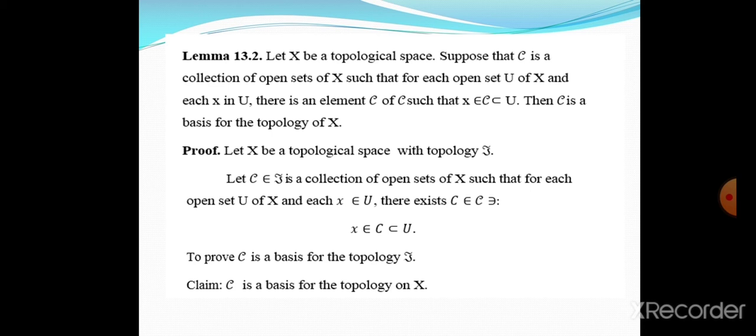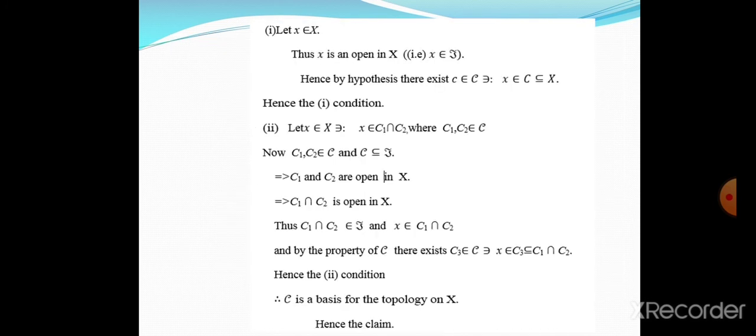Okay, so you have to prove C is a basis for the topology tau. First claim: C is a basis for the topology on X. What is the first condition? X is an open set in X, that is, X belongs to tau. Hence by hypothesis there exists C belongs to script C such that X belongs to C, which is a subset of X. This is the first condition.